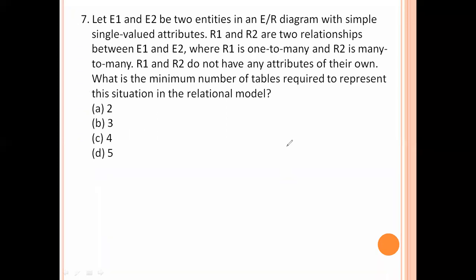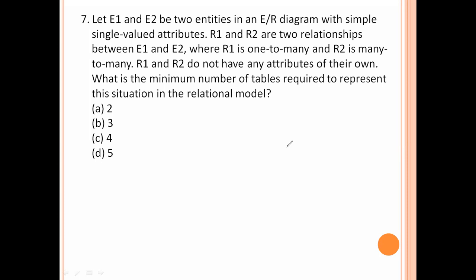Next, let E1 and E2 be two entities in an ER diagram with simple single valued attributes. R1 and R2 are two relationships between E1 and E2, where R1 is one to many and R2 is many to many. R1 and R2 do not have any attributes of their own. What is the minimum number of tables required to represent the situation in the relational model?